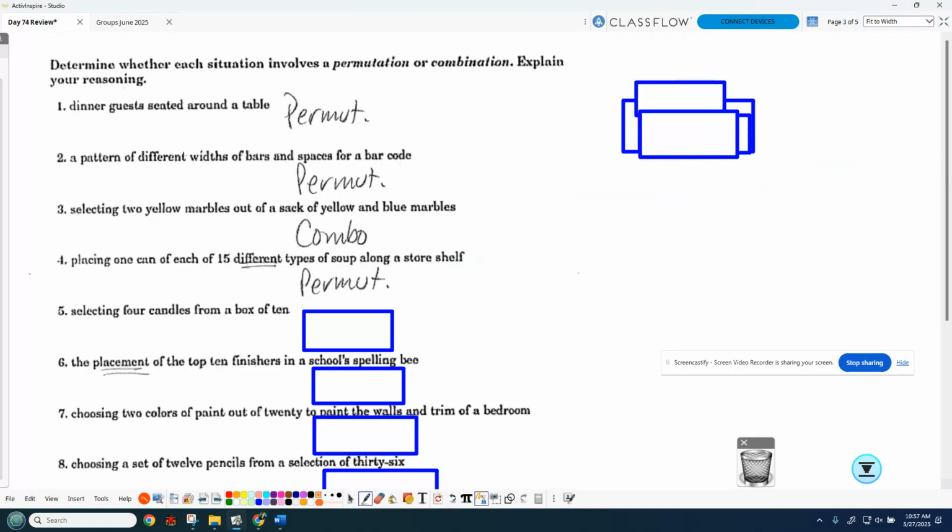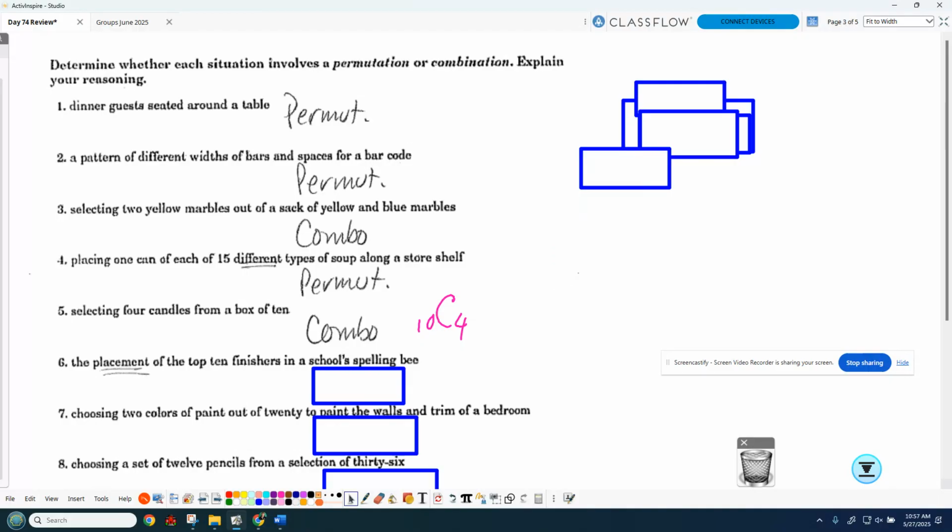What do you think about the candles? She said combination, someone else said permutation. Which one is it? Picking candles out of a box of 10. Doesn't matter, so is it a combination or permutation? Combination. So if I wanted to know how many ways I could have picked any 4 candles out of that 10, it's 10 choose 4.